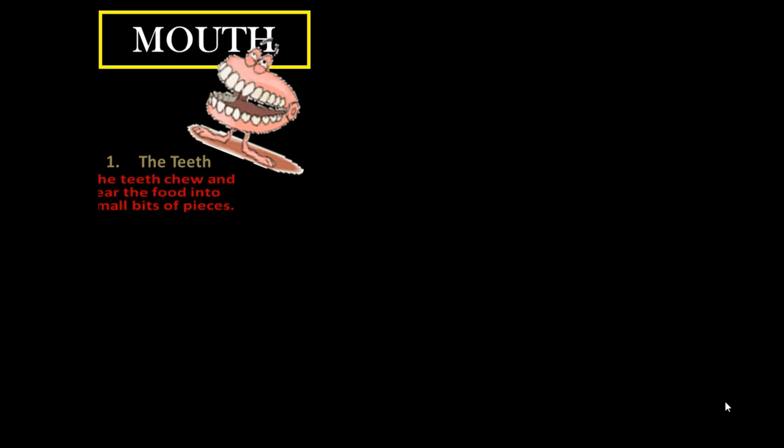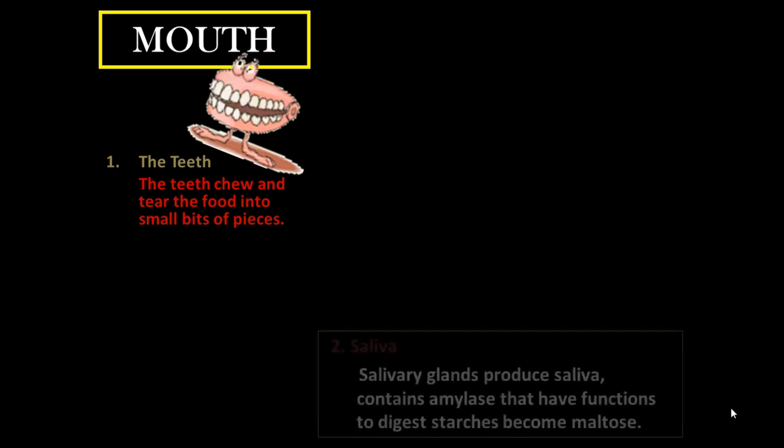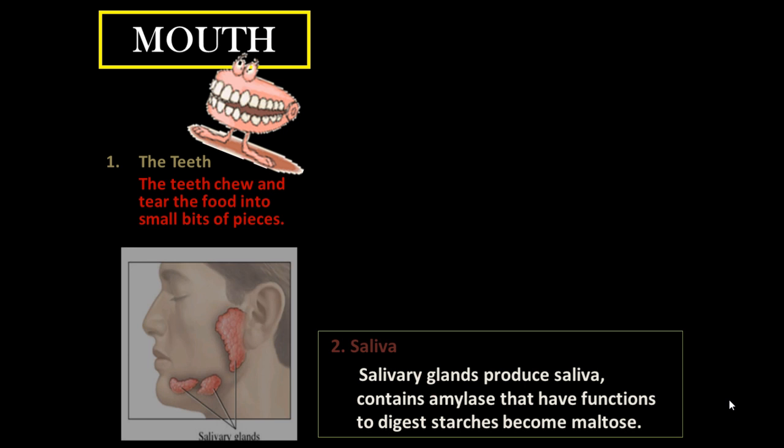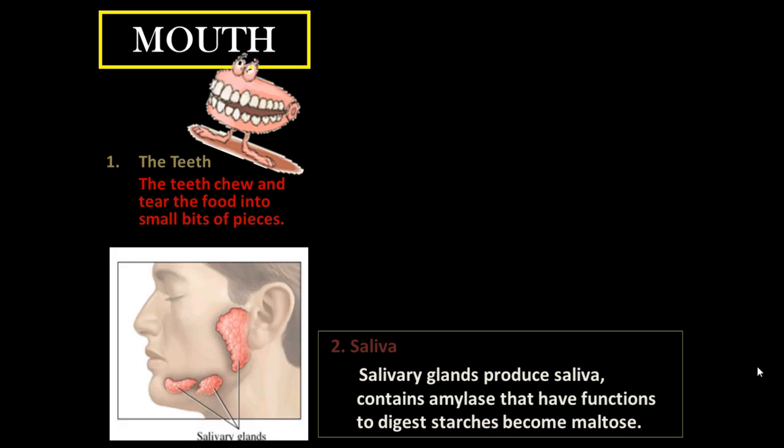Mouth. The mouth consists of the teeth. The teeth chew and tear the food into small pieces. The second one is saliva. Salivary glands produce saliva, which contains amylase that has the function to digest starches into maltose.